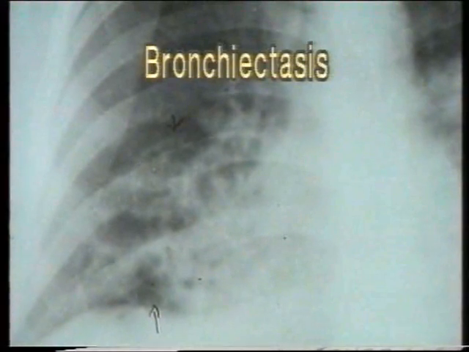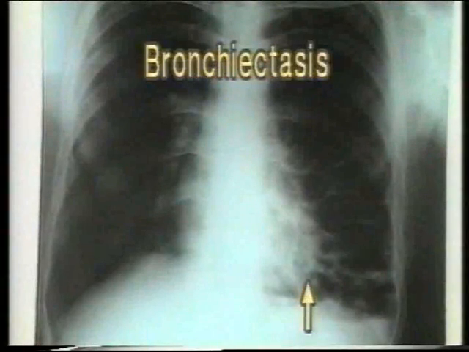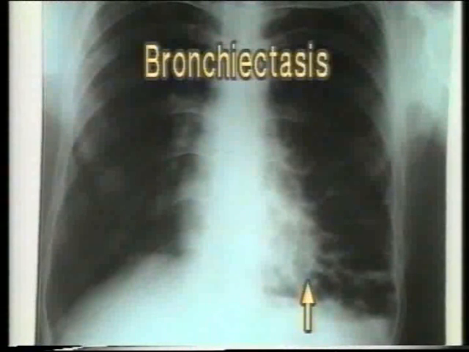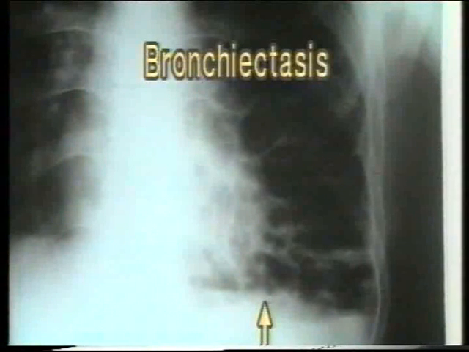The cysts are very thin-walled and some may contain a fluid level when in the lower lobes. This is another X-ray of a patient who presented with chronic cough with copious foul-smelling expectoration. Note the multiple thin-walled cystic areas in the lower zone of the left lung. The cysts in dependent areas shown by the arrow contain a fluid level indicating retained bronchial secretions. A definitive diagnosis can, however, be made only on bronchography.